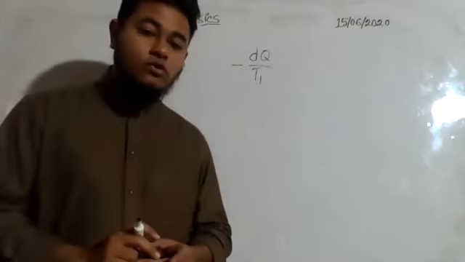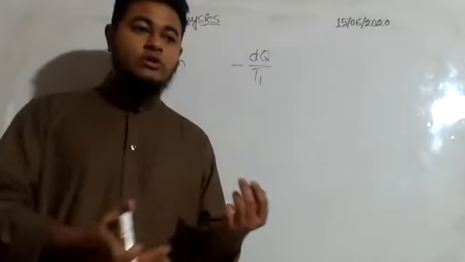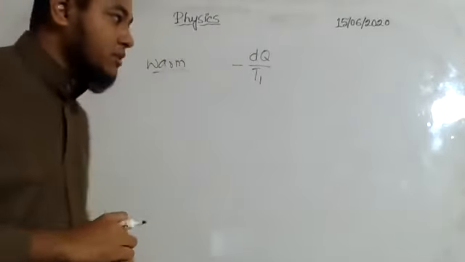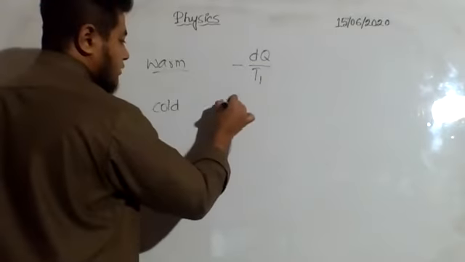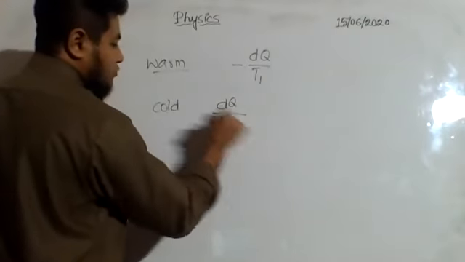Now, in the case of the cooled object, what is going to happen? It is going to gain some heat, so the entropy will increase, and as a result, for the cooled object, the change of entropy is going to be dq by T2.